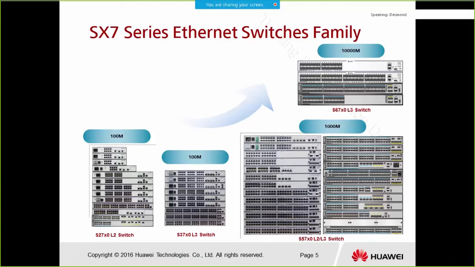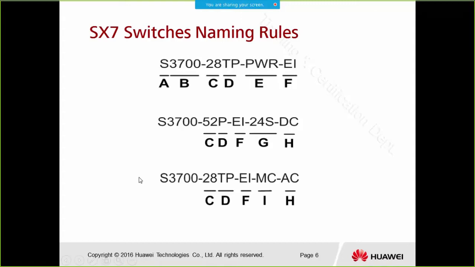So let's move on. Here are the naming rules of S-series switches. From the name, we can see first S means the switch. Then this part means the series: 27, 37, 57, and 67. Then this 28 means the total ports on this switch. There are 28 ports on this switch, including the downlink ports and uplink ports.